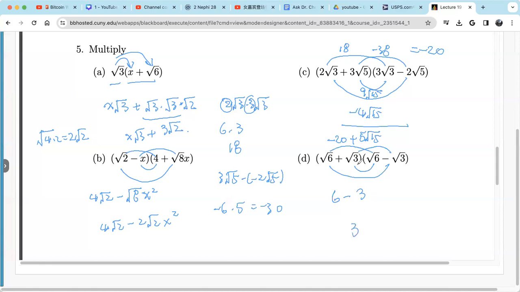Why? Because the middle term cancelled. The middle term will have square root 3 times square root 6, that's positive square root of 18. Then square root 6 times negative square root 3 is negative square root of 18. So one positive, one negative adds up to be 0. So D simplifies in the end to just 3.